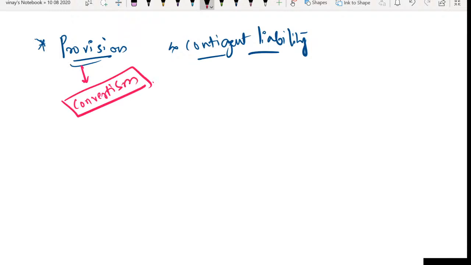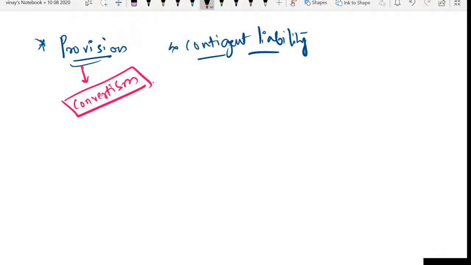This conservatism concept says that whenever you know that you're going to incur any loss, you have to recognize it right now. That's called the conservatism principle. But whenever you know that you're going to get any benefit, you have to ignore it. So conservatism says that.